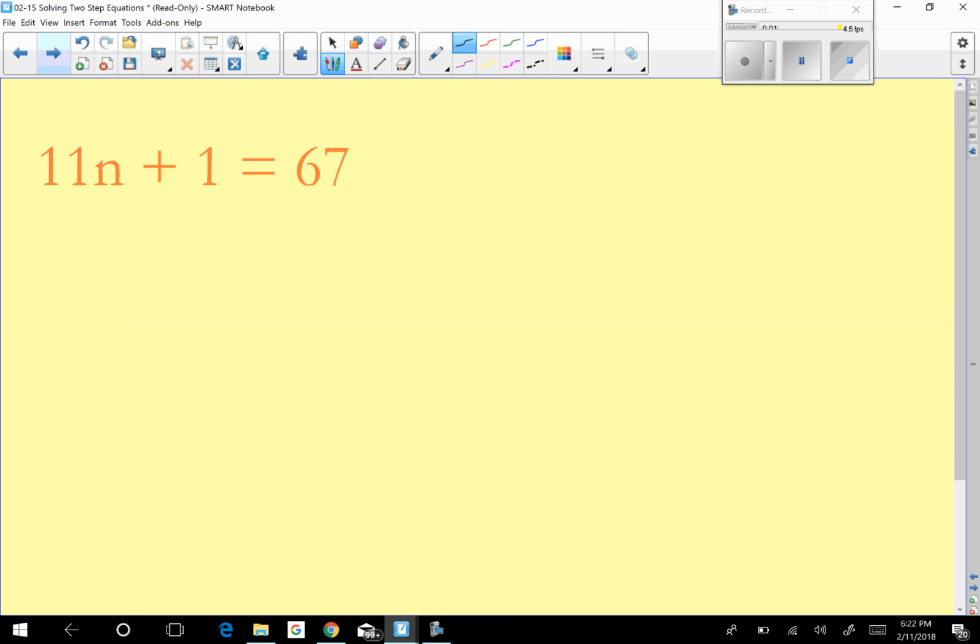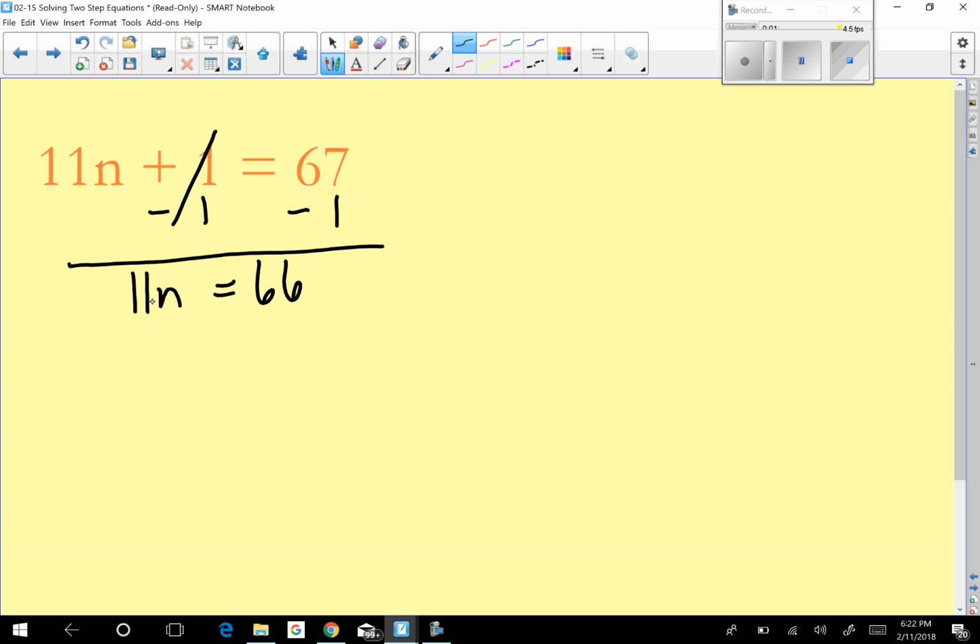Next example here. 11n plus 1 equals 67. So we have to undo this addition first. So we will undo that with subtraction of 1. So minus 1 there. Positive 1, negative 1, cancel. You just have 11n equals, and 67 minus 1 is 66.